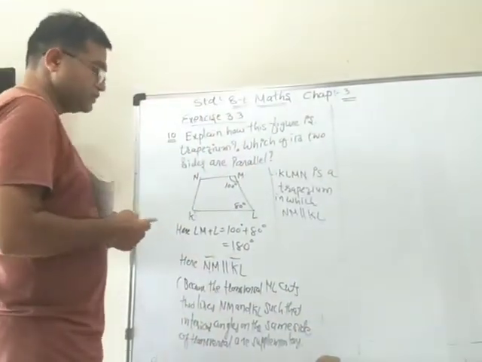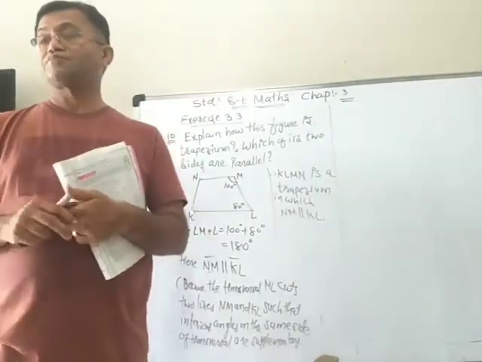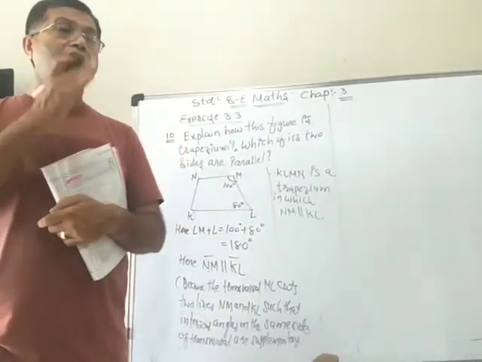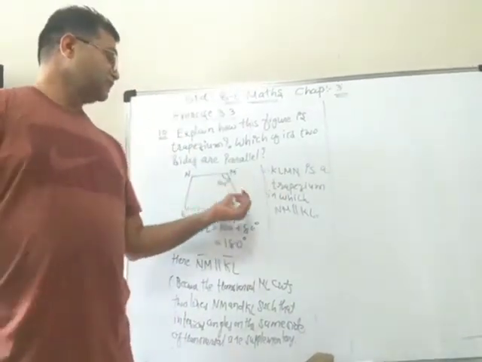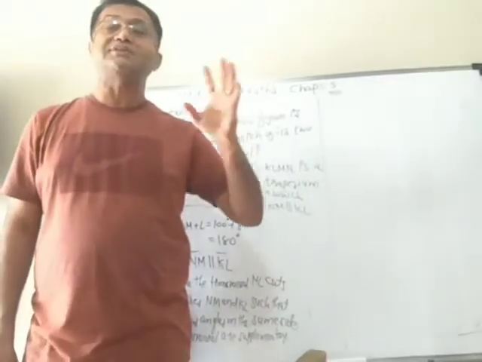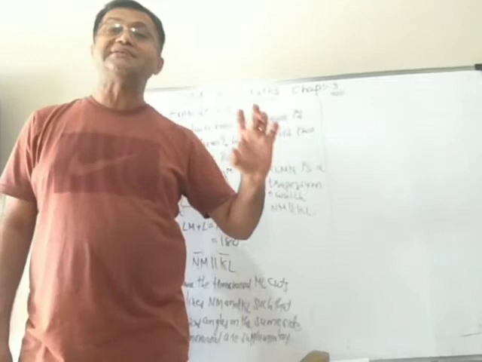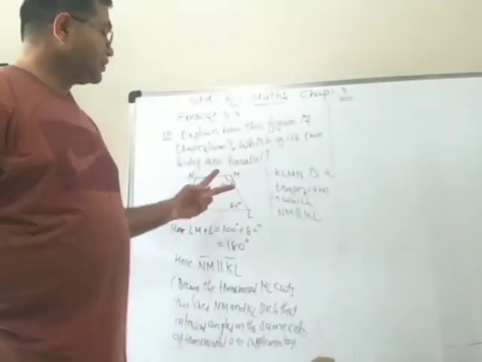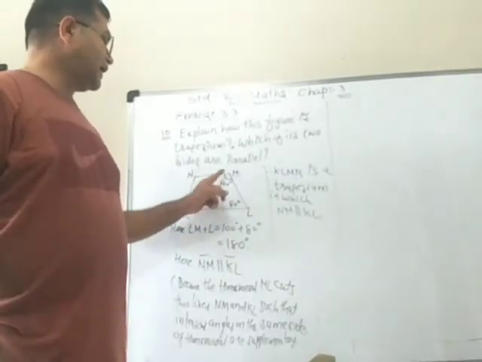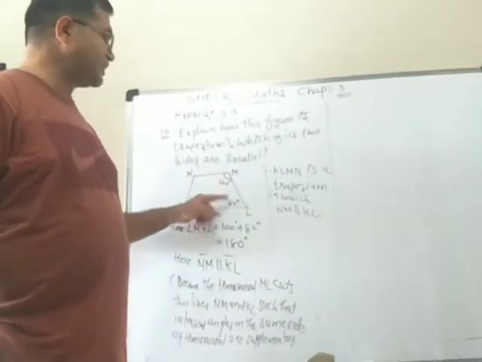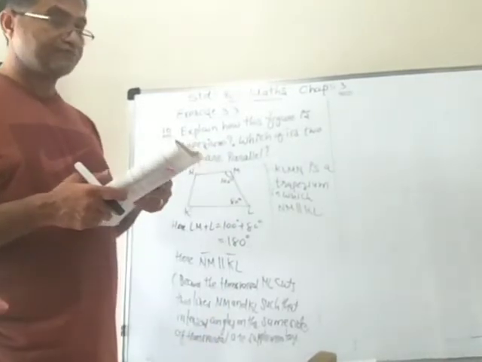So here we use the situation that when a transversal cuts two lines, and if the interior angles on the same side of the transversal are supplementary, then those two lines are parallel. So here those two angles are supplementary, so NM is parallel to KL. So one side is parallel, therefore it is a trapezium.